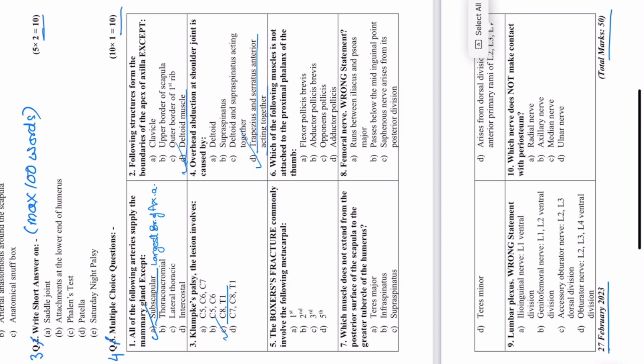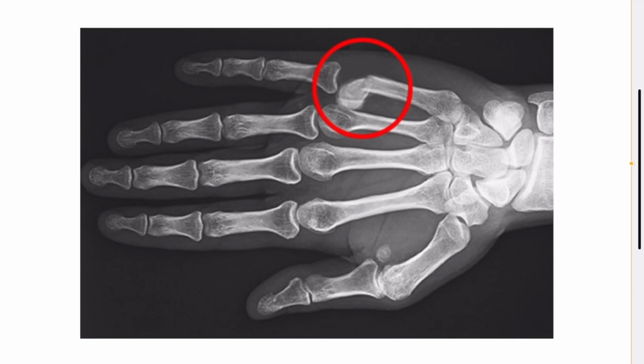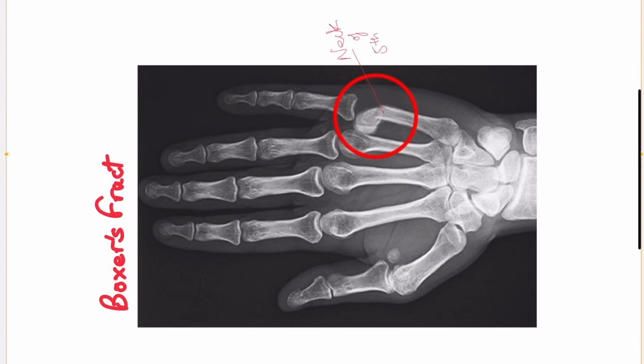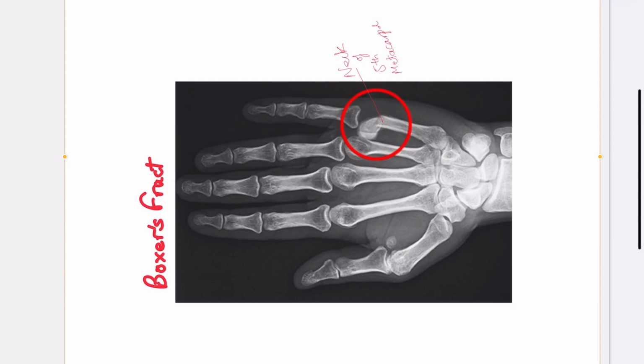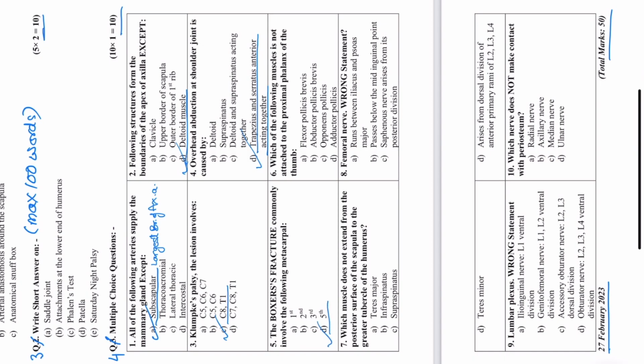Question number 5. The boxer's fracture commonly involves the following metacarpal: first, second, third, or fifth. Here you're seeing a boxer's fracture. So what is fractured in this boxer's fracture is the neck of the fifth metacarpal. This boxer's fracture happens when you are hitting with a closed fist, and it's more common in teenagers. So remember that boxer's fracture is the fracture of the neck of the fifth metacarpal. So the answer here is D, the fifth metacarpal.